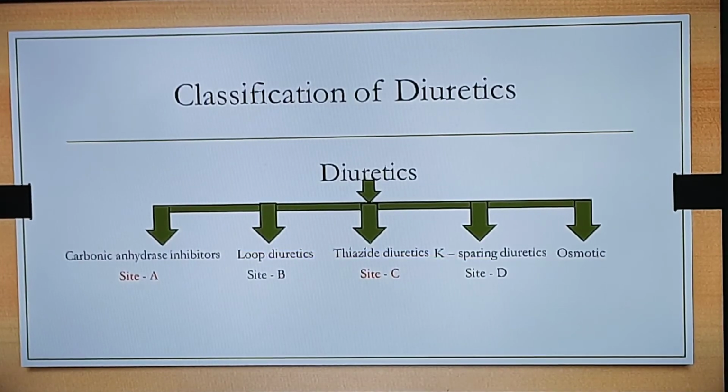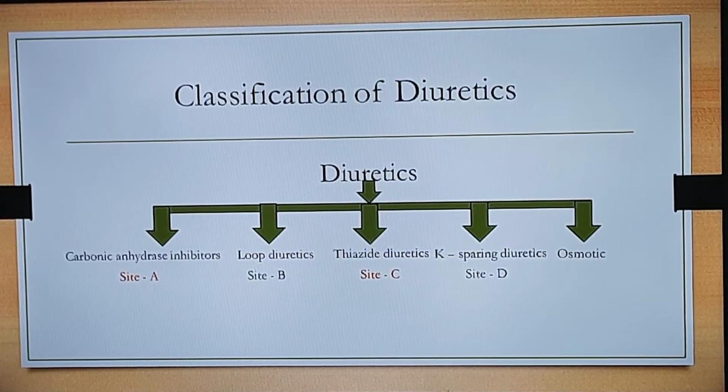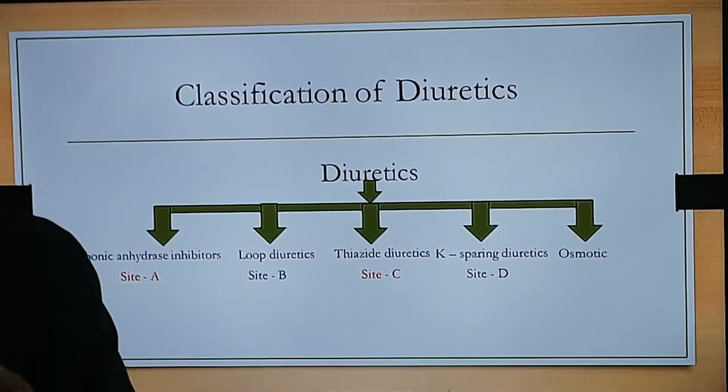Then we have a very important diuretic agent and that is known as osmotic diuretic. Now this osmotic diuretic does not have any specific site where it shows its action. It can work on our entire nephron regions. So such diuretics which do not have any specific site, which can act on any region of our nephron, are known as non-specific diuretics. And one such class of diuretics is known as osmotic diuretics.